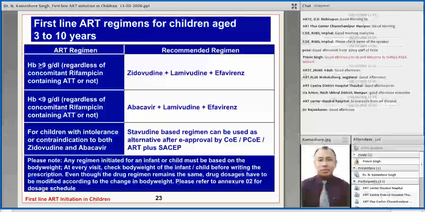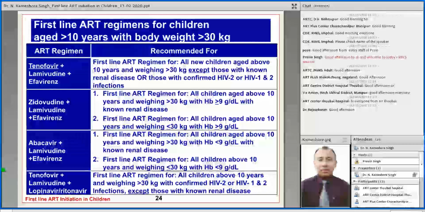Regarding the first line ART regimen for children more than 10 years of age and body weight more than 30 kg, we can use tenofovir, lamivudine, and efavirenz. And first line ART regimen for all new children age above 10 and weight greater than 30 kg, except those with renal disease or those with confirmed HIV-2 or HIV-1 and 2 infections, we can use this TLE, tenofovir, lamivudine and efavirenz.